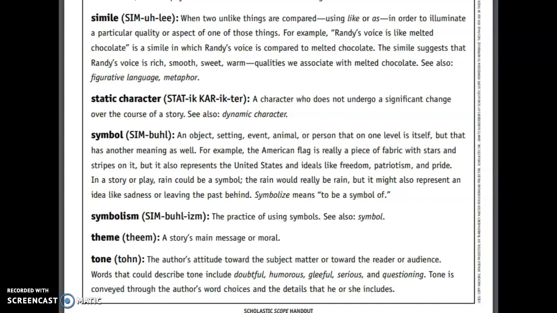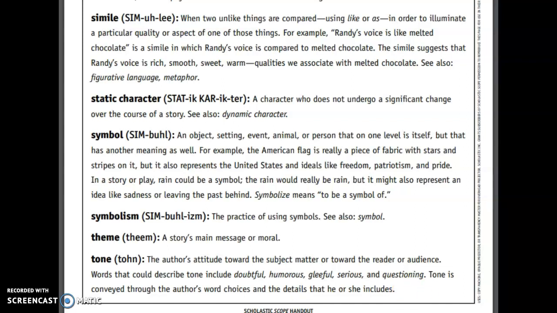And then finally, our last term is tone, the author's attitude towards the subject matter or toward the reader or audience. Words that could describe tone include doubtful, humorous, gleeful, serious, and questioning. Tone is conveyed through the author's word choices and the details that he or she includes.